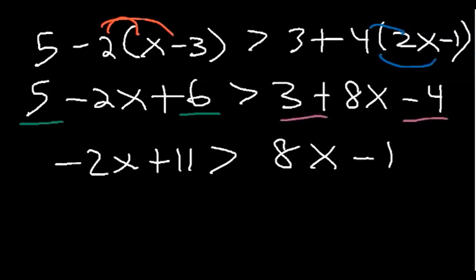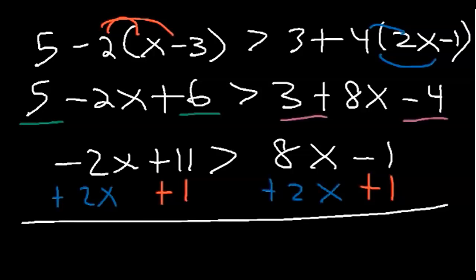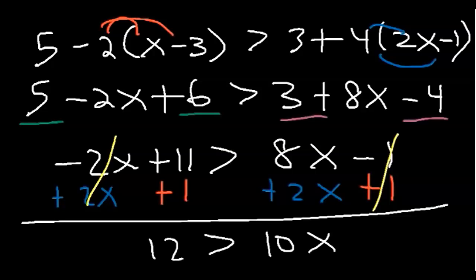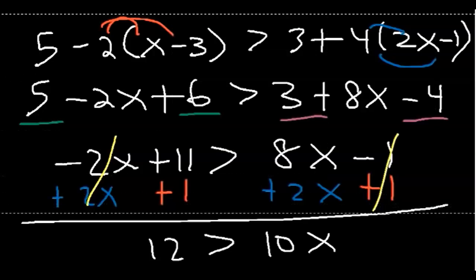So now at this point, let's add 1 to both sides, and simultaneously let's add 2x to both sides. So negative 1 and 1 will cancel, and the same with 2x. 11 plus 1 is 12. 8 plus 2, that's 10. So 12 is greater than 10x.